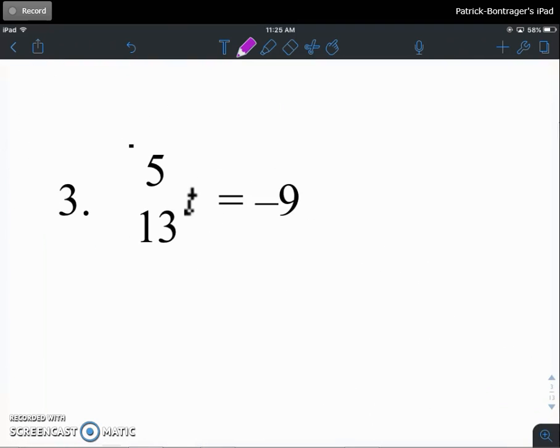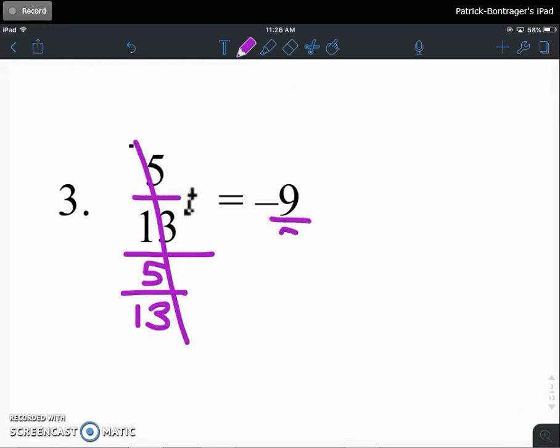All right, the last one in this section we're going to look at is 5/13 t equals -9. How are 5/13 and t connected? I am going to say they're connected through multiplication. How I'm going to undo the multiplication is I'm going to divide by 5/13, which will cancel. Whatever I do to one side, I'm going to do to the other side.